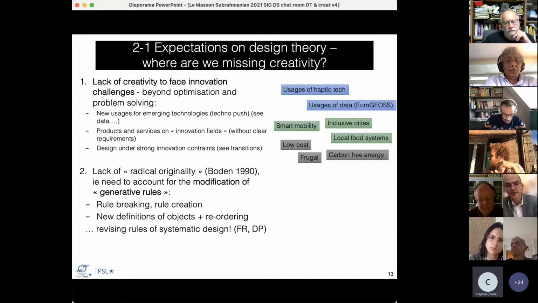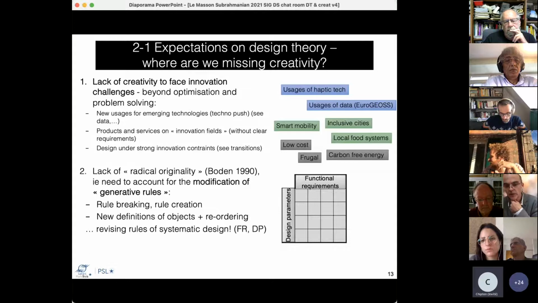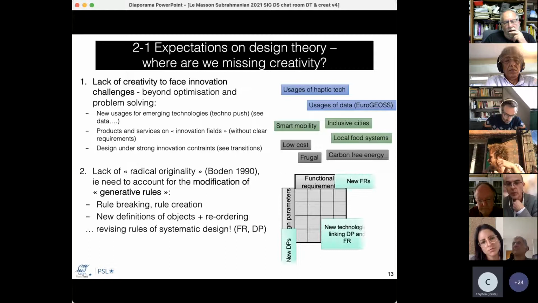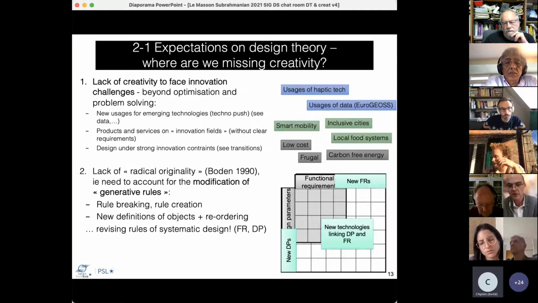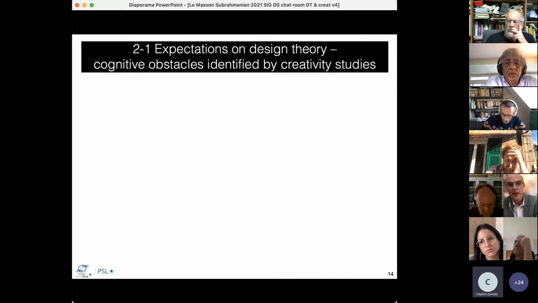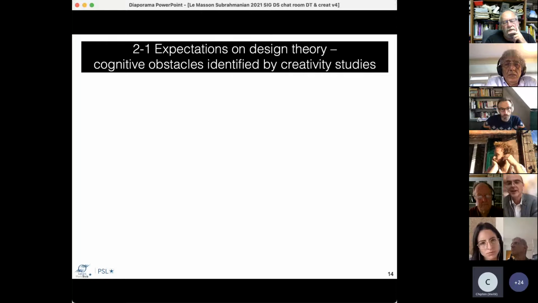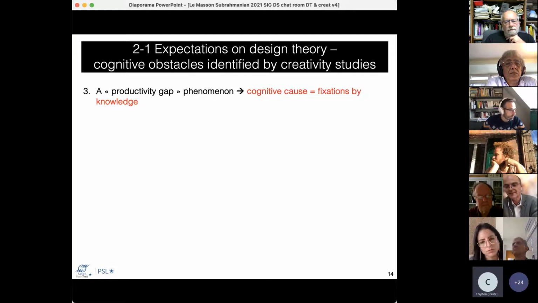We know how to connect design parameters to functional requirements where we know the two dimensions and the technologies, but what if we have to increase the list of functions, increase the list of design parameters, and change the technologies to address both areas? And third, and not least, the cognitive and research studies on creativity told us that if you want to do this, be careful, because we human beings, or human brain, are not really adapted to this process. We will always be fixed by existing knowledge, existing definitions of things.